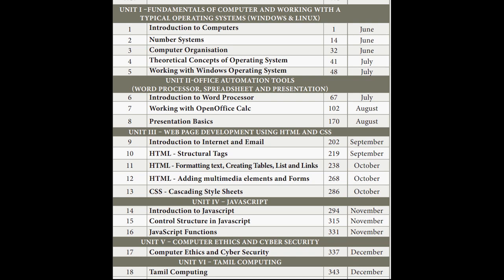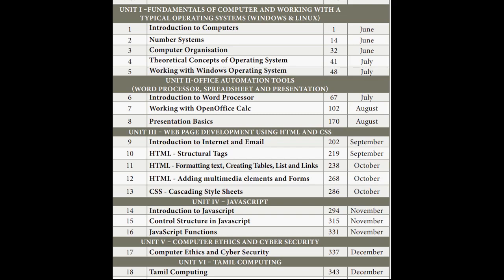And then we saw the office automation tools like word processor, spreadsheet and presentation. In word processor we saw OpenOffice Writer in OpenOffice, and if it is Microsoft Office, the word processor will be MS Word, right? And like a calculator, in OpenOffice we have OpenOffice Calc. In MS Office it is MS Excel, right? And then presentation basics, it is MS PowerPoint in Microsoft Office, and in OpenOffice it is OpenOffice Impress. So we have seen about these office automation tools.